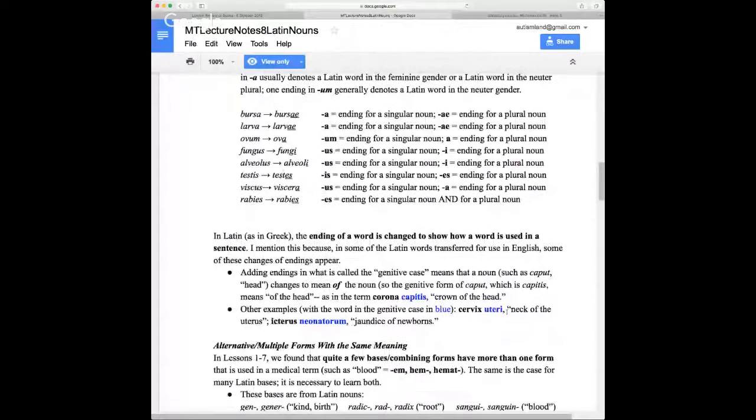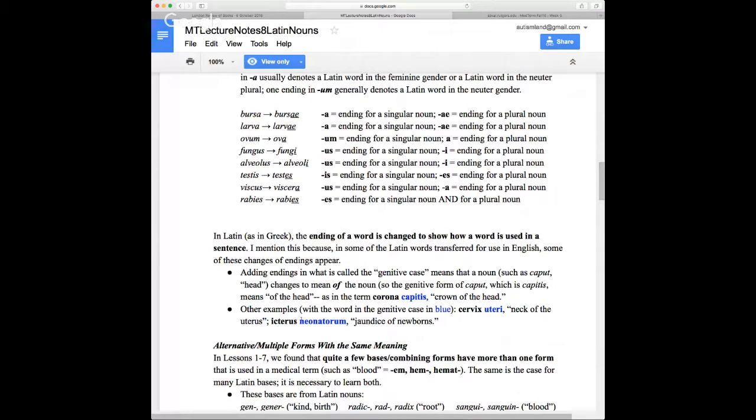If you had to break down a word like this, well, cervix, you leave it alone, but you can break down uterus, for instance, into uter and e, because that would denote the genitive ending. I'm not sure I can do that here. Oh, I'm on view only. I'm not going to worry about that.